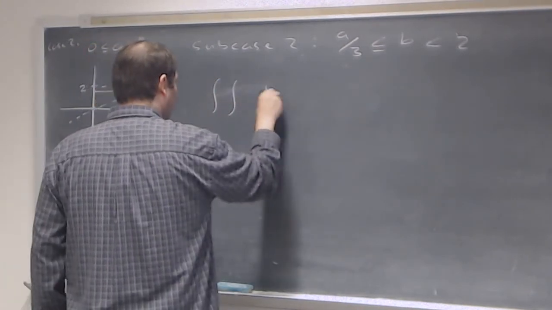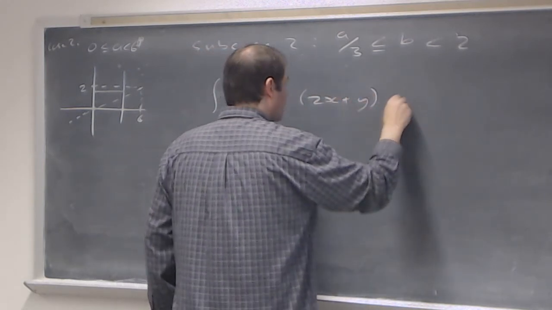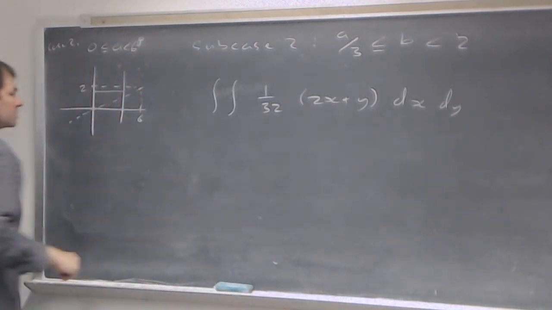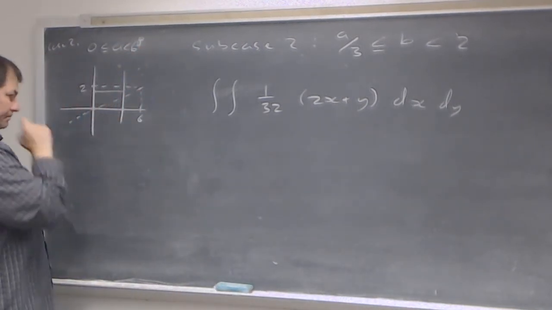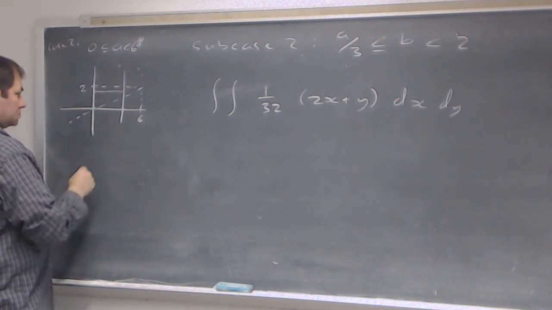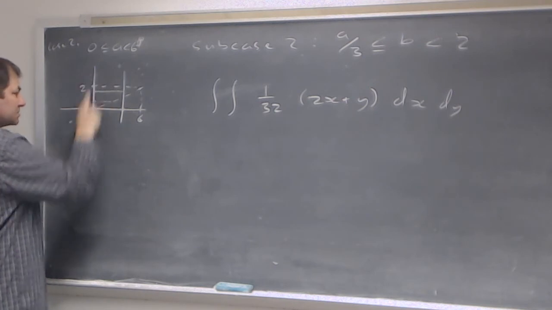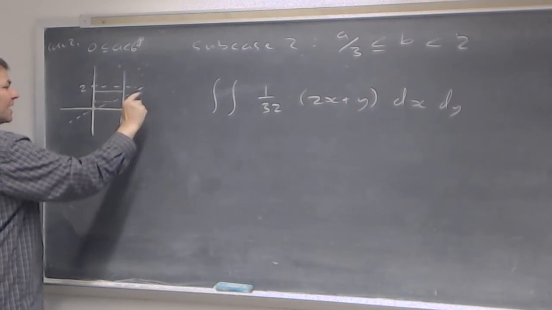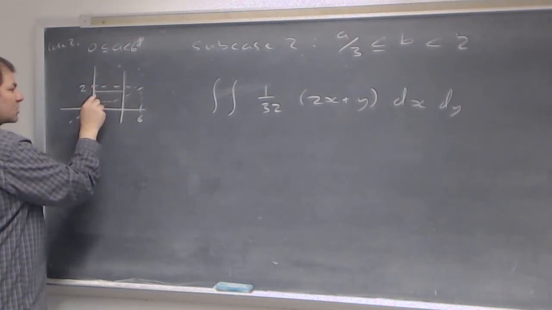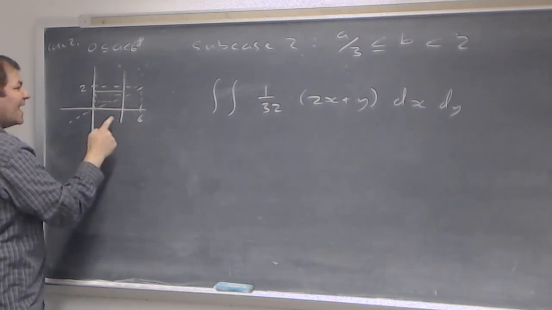Okay. 1 over 32 is what I'm going to be integrating, 2x plus y. We're going to write down dx, dy for a second. So here's what I'm thinking. What can the y values run from? They run from 0 to b. And for each fixed y value here, the x values run from this line, 0, to this line. That's 3y. But wait a minute, for this particular y value, the x values will run from 0 to a.